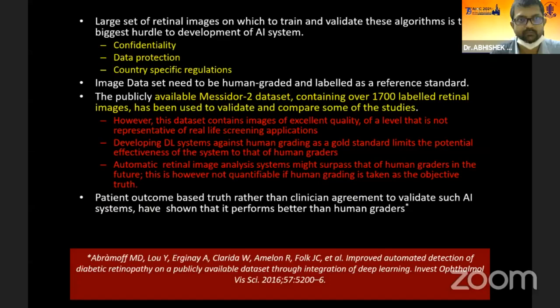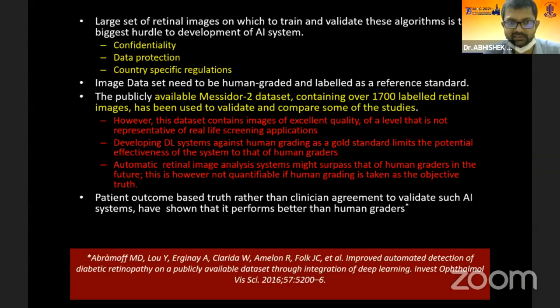Now, one of the limitations of developing an AI system is that a large set of retinal images on which to train and validate these algorithms is the biggest hurdle to development. The main issues are confidentiality, data protection, and country-specific regulations. Image data sets need to be human graded and labeled as a reference standard. The publicly available Messidor-2 data set contains over 1700 labeled retinal images and has been used to validate and compare some of the studies.